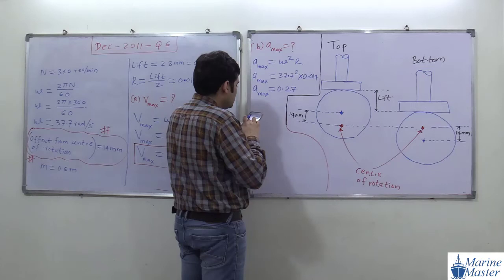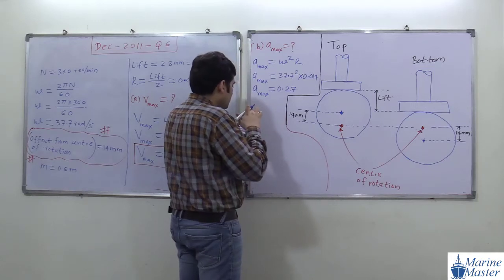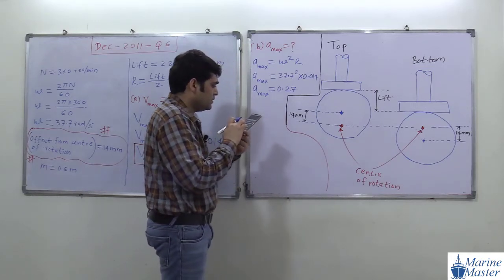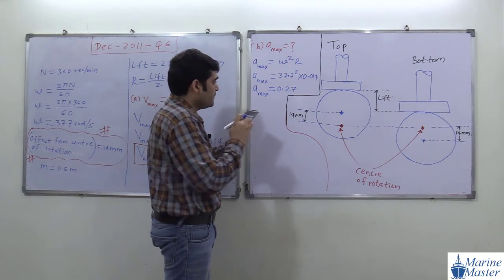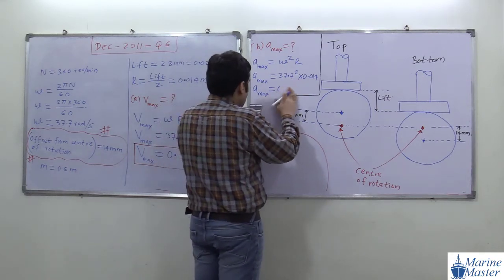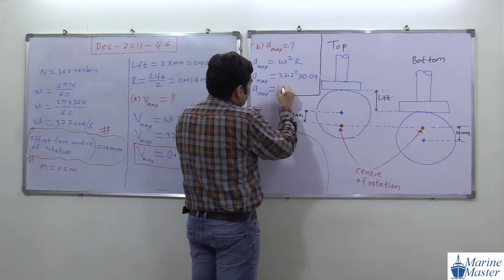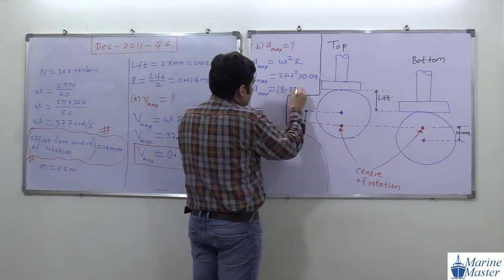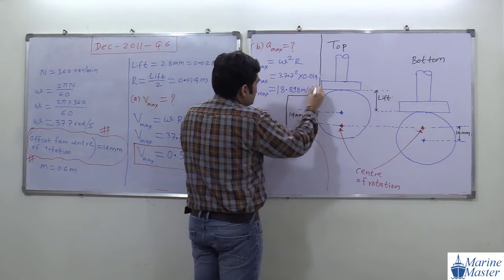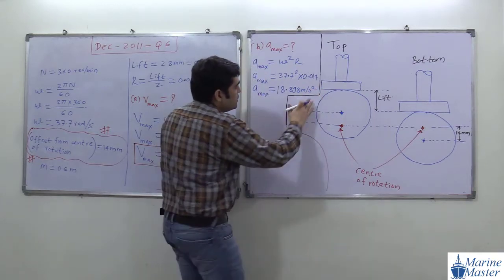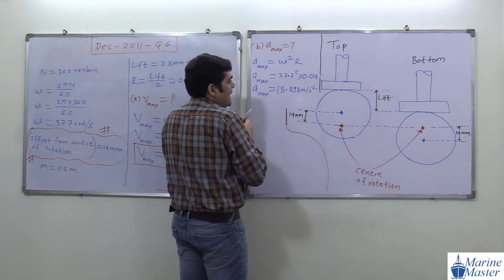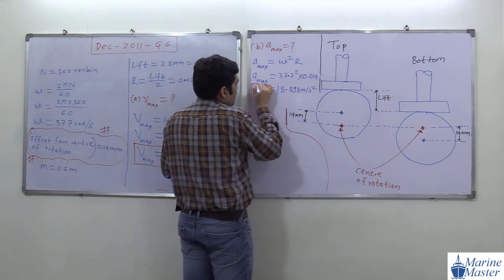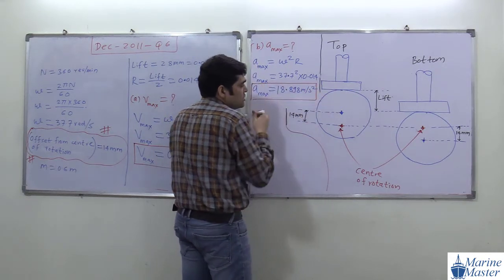One minute, I have made some mistake. 37.7 square into 0.014 gives 18.898 meter per second square. So in this way we got the value of maximum acceleration. Very, very simple discussion, not that difficult.